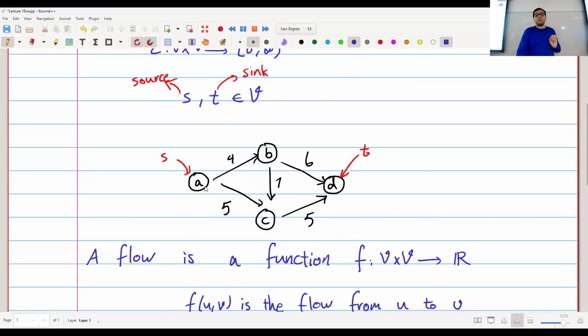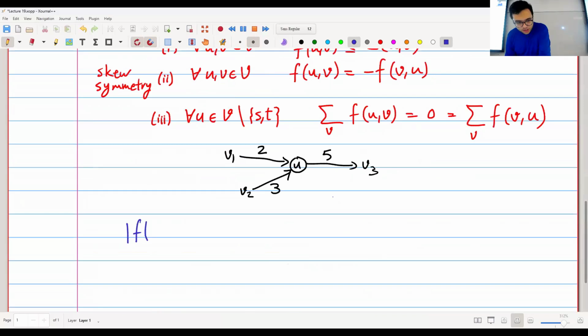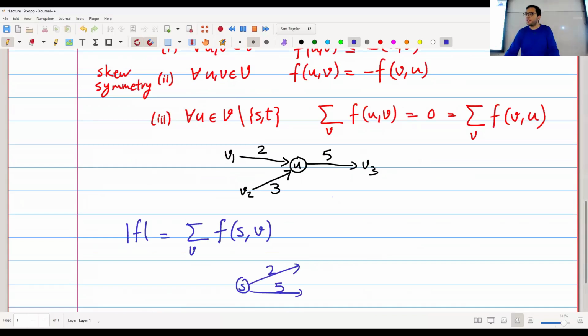So what is the amount of flow that leaves the source and goes all the way to reach the sink? Well, this is just the sum over all vertices v of f(source, v). Again, if I have some flow going out of my source vertex, this flow is counted as positive in this sum. But if I have something coming back into my source, this is counted as negative. So when I just take this sum, it's literally the remaining amount. It's what goes out of the source and never comes back.